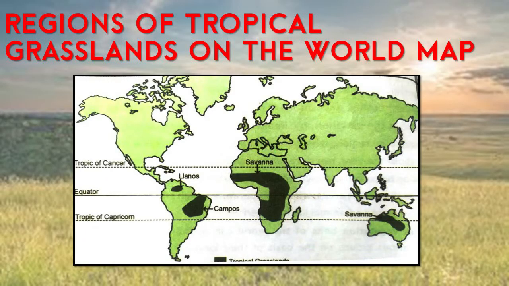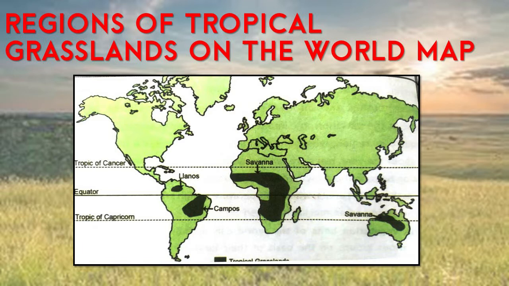Now let's see the regions of tropical grasslands on the world map. First of all, we'll see the South America continent. Here you can see the two tropical grasslands marked. The number one is Campos and number two is Llanos.